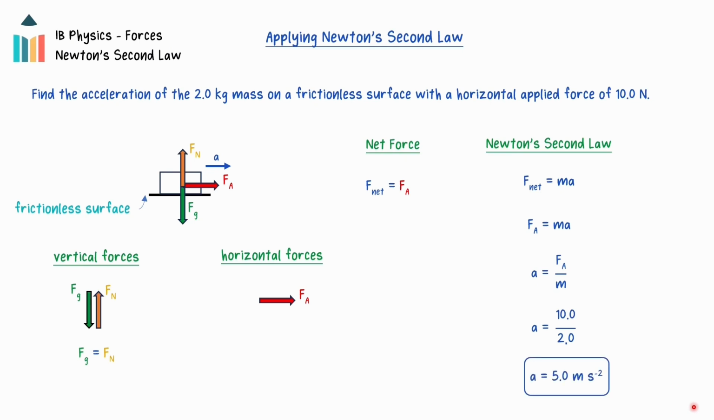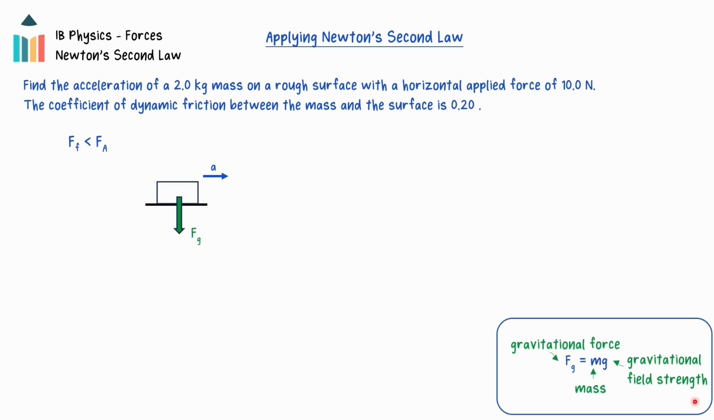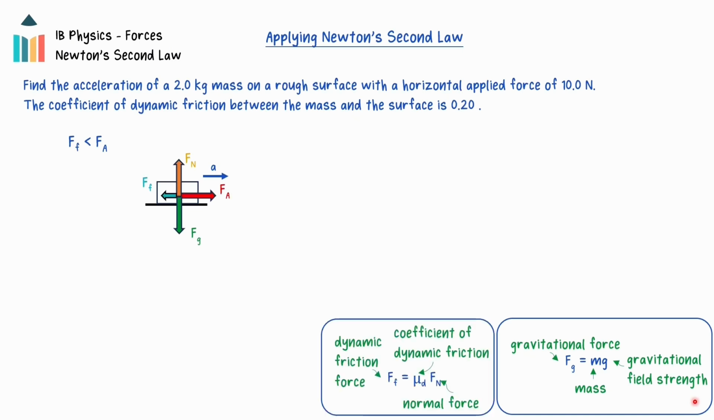Let's take the same situation, but replace the frictionless surface with a rough surface, with a coefficient of dynamic friction between the surfaces of 0.2. Let's assume that this dynamic force of friction has a smaller magnitude than the applied force. The free body diagram will again show the force of gravity pointing down, and the normal force will point upwards, perpendicular to the surface. The applied force will point to the right, and now a friction force will point to the left, opposing the motion.